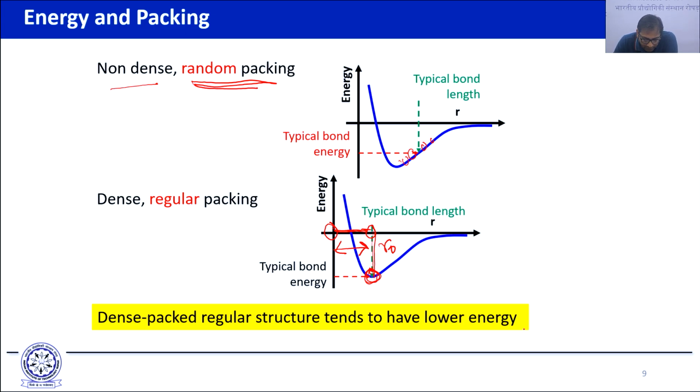So usually what you will find is that these dense packed regular structures will also have lower energy, and these random structures, like the amorphous type of materials, have a little bit higher energy. That doesn't mean that these random structures or amorphous materials cannot form. It just means that they are not the most stable configuration of atoms. So there is going to be a relation between the overall energy of the solid and how well the atoms are packed in that particular phase.